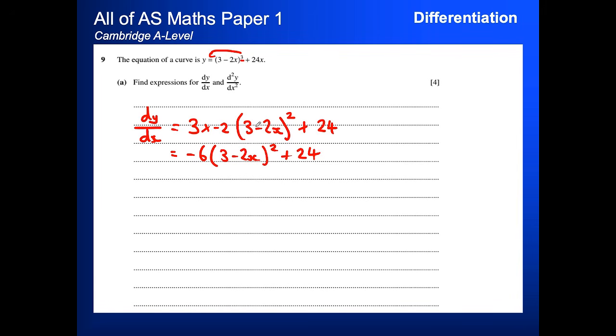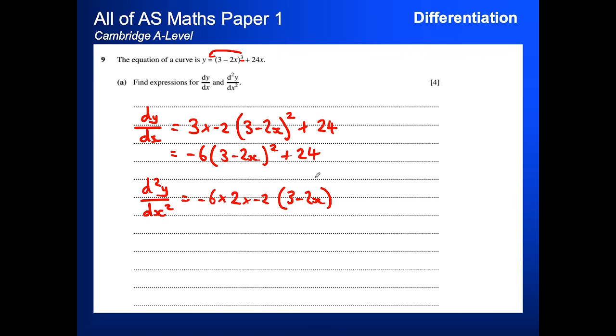So that's our first derivative. dy by dx is equal to this. And if we work out now d2y over dx squared, well, we're just going to find the derivative of what we've just found. So we do this in exactly the same way. We take the 2 and bring it to the front. So we're going to get minus 6 times 2. The derivative of what's inside the bracket is again equal to minus 2. We reduce the index by 1. Once we copy the brackets, that stays as 3 minus 2x.